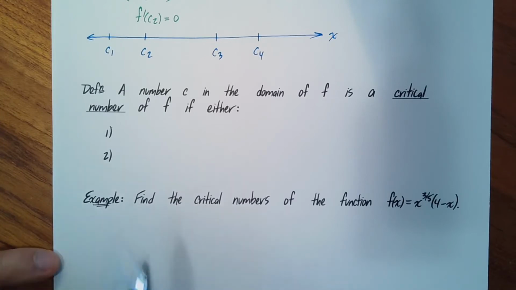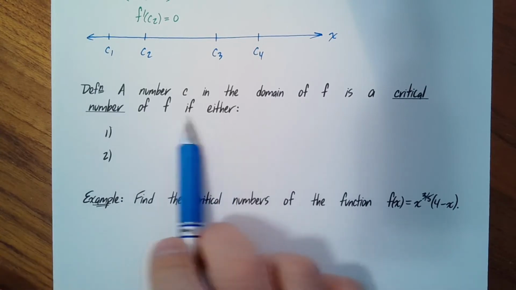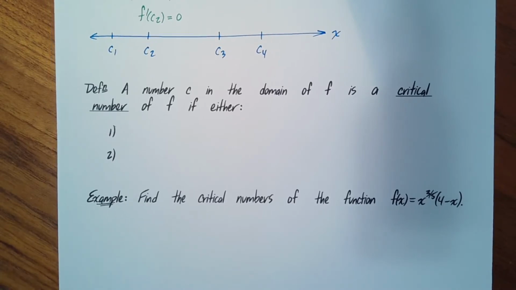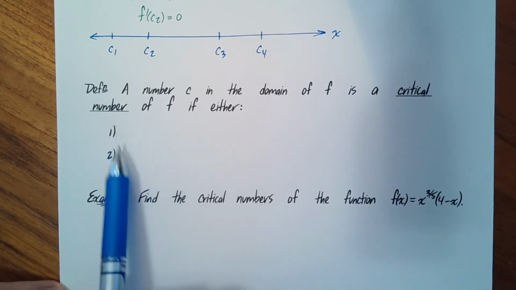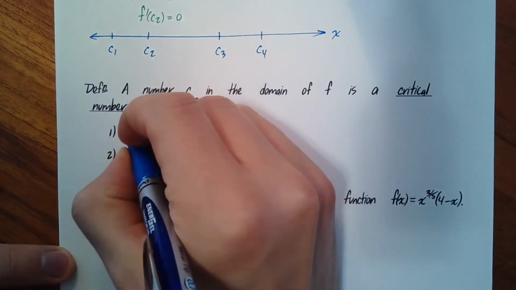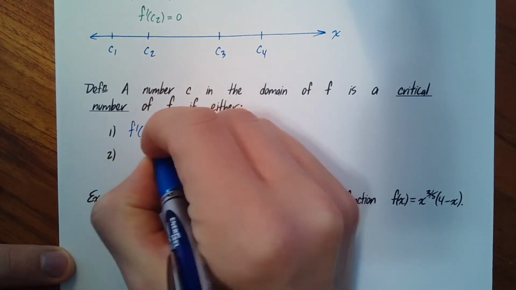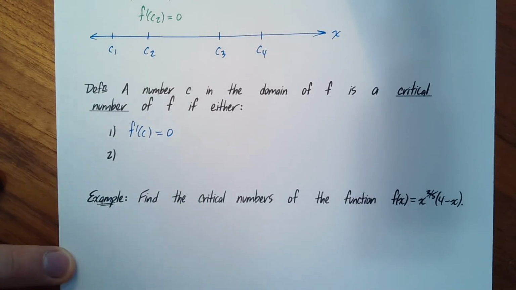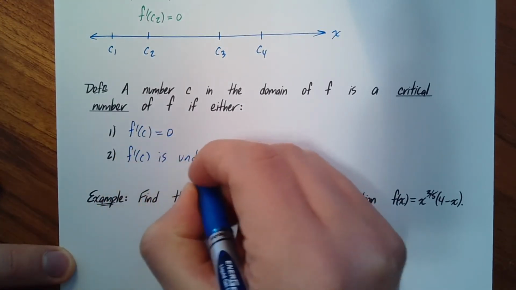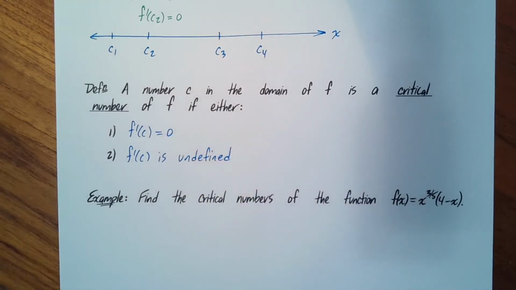So what are the two conditions? It's if either of the two conditions hold. You don't have to satisfy both of these conditions. In fact, once you see them, you'll realize you can't satisfy both of these conditions. You can just satisfy one or the other. But if either of these two statements is true, then we say that c is a critical number of f. So the first statement is just f prime of c is equal to 0. And the other statement is f prime of c is undefined. So if either of those statements is true, then c is called a critical number of f.